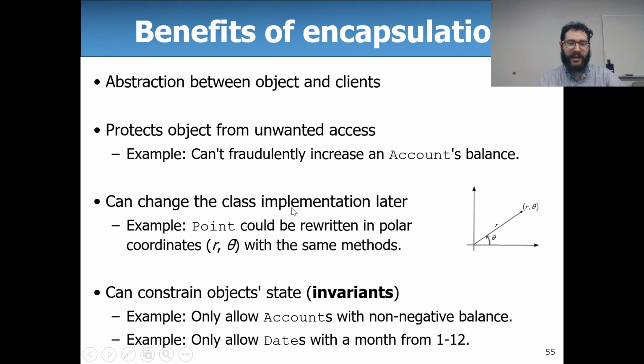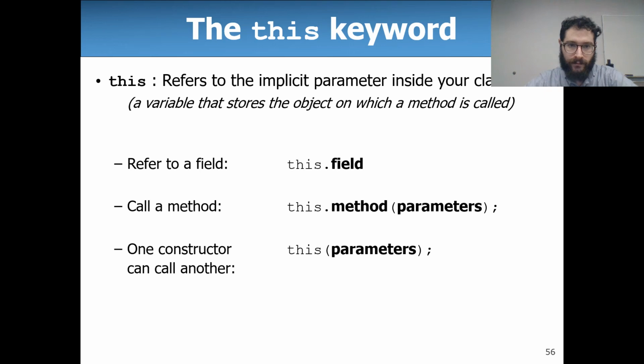We can change the implementation later, right? For instance, we can rewrite it so it's got radius and degrees for polar coordinates. It also allows you to put enforcements on valid values, like you can only allow accounts with non-negative balances. You can only accept dates with a month 1 through 12.